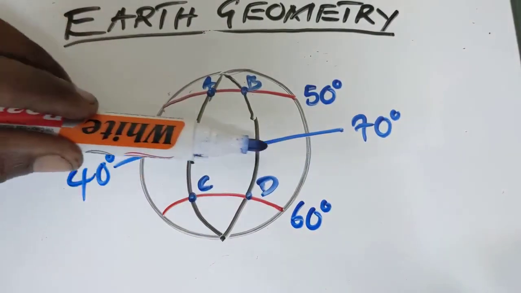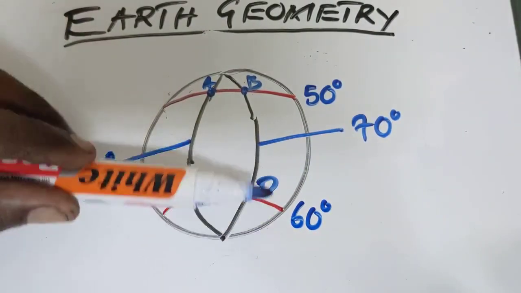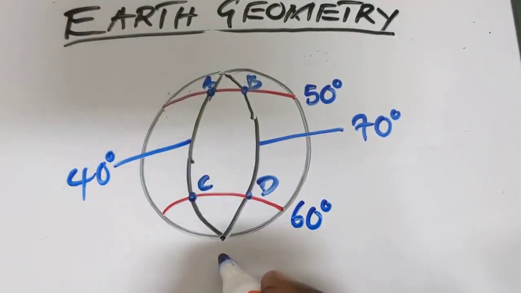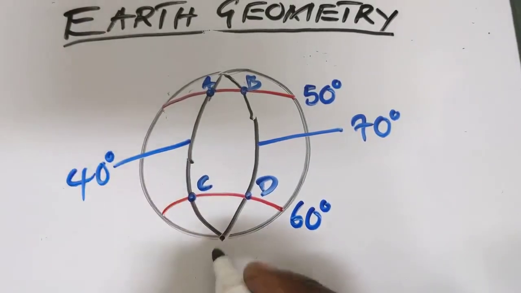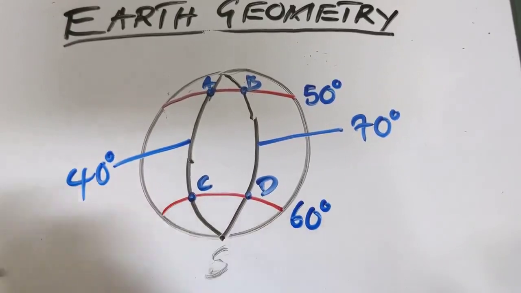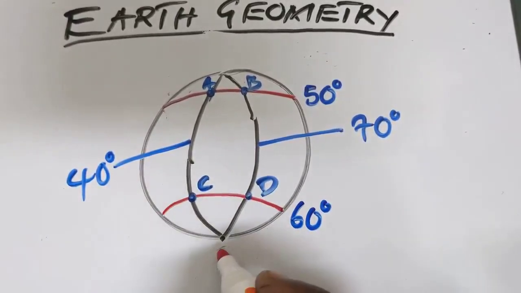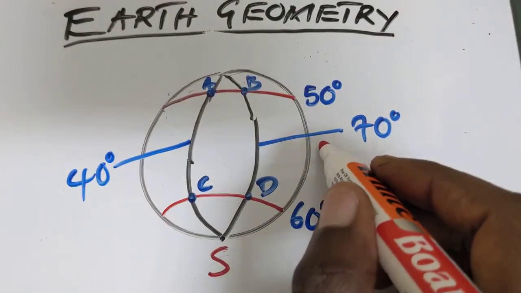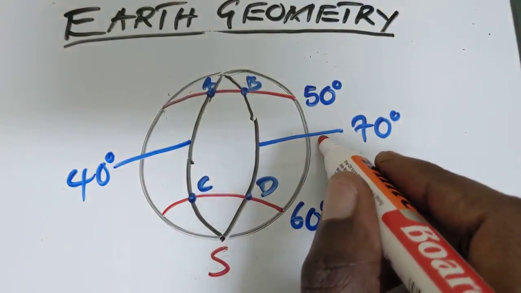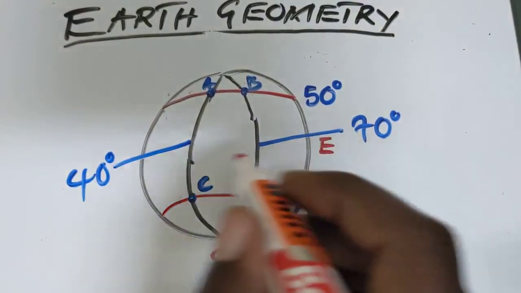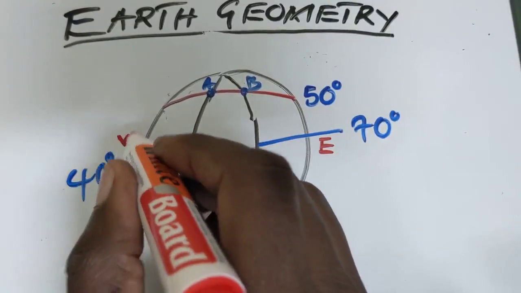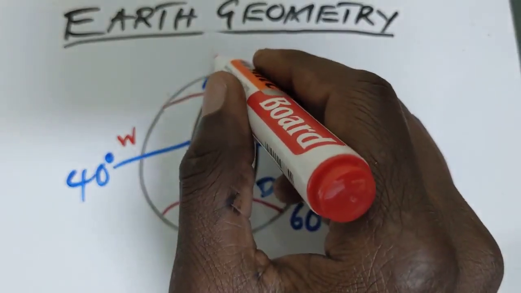There is a line, and this part is actually south. Okay, so this part is the south part. This is east. This is west. This is north.